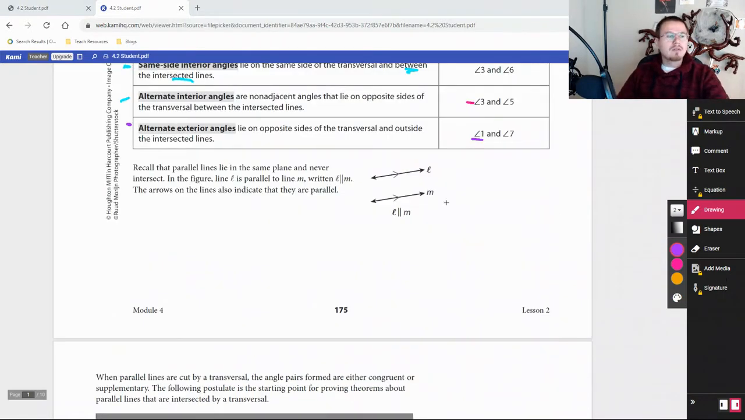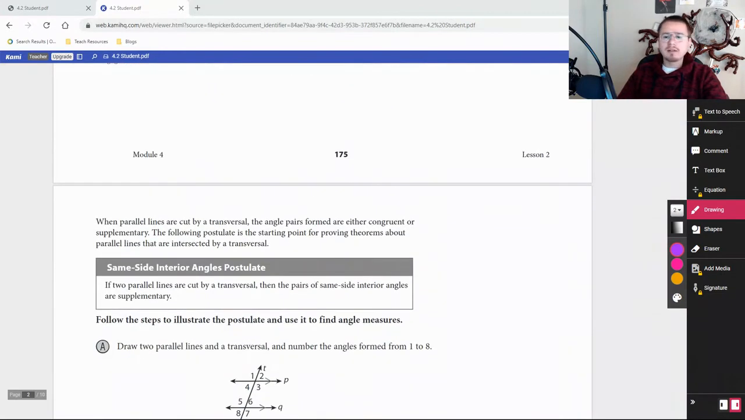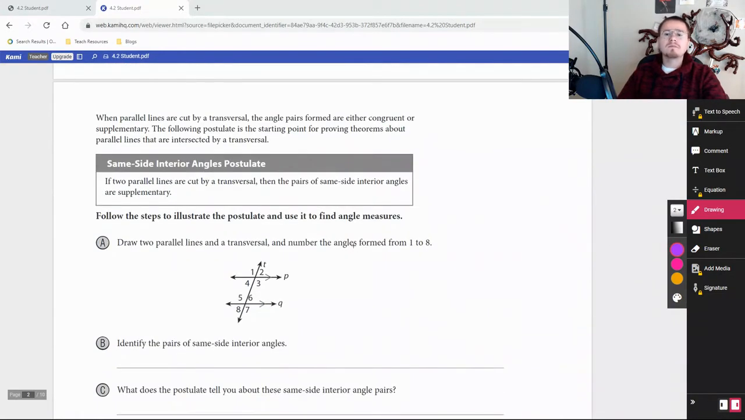Parallel lines in the same plane never intersect. They never touch. You could be very, very close to your soulmate and you're just never going to see them. Sorry, parallel. Make sure you remember that. When parallel lines are cut by a transversal, the angle pairs are either going to be congruent or supplementary. What does congruent mean? The same, right? Supplementary, do you remember? It adds up to 180 degrees.